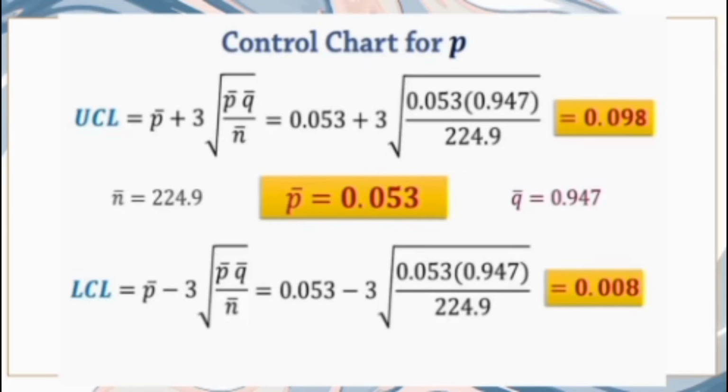So next, we will solve the lower control limit, which is the LCL. LCL equals P bar minus 3 square root of P bar times Q bar divided by N bar. So, our P bar is 0.053 minus 3 square root of 0.053 times the Q bar, which is 0.947, divided by the average, which is the N bar, which is 224.9. So, the answer of our lower control limit is 0.008.